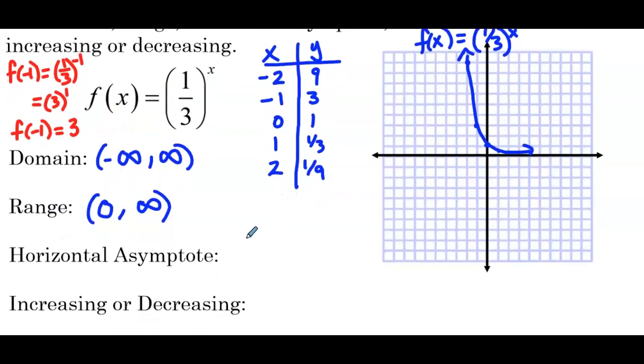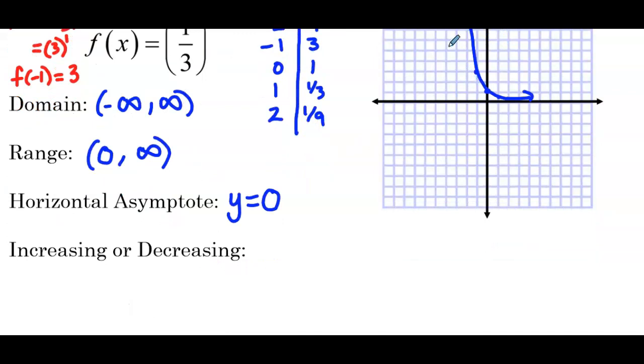The horizontal asymptote, as we just talked about, we're getting closer and closer to 0. So that means y equals 0 is the horizontal asymptote. And then increasing or decreasing, well, we already mentioned as we go from left to right, the y values are getting smaller. They're going down. So the function is decreasing.